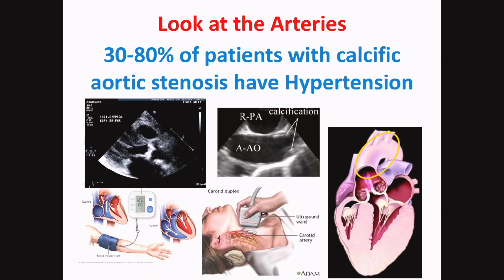Not only looking at the valve, look at the arteries, because we know that 30 to 80% of patients with calcific aortic stenosis have hypertension. So we have to look at atheromatous plaque in the aortic root, we have to do the carotid duplex, and so on.